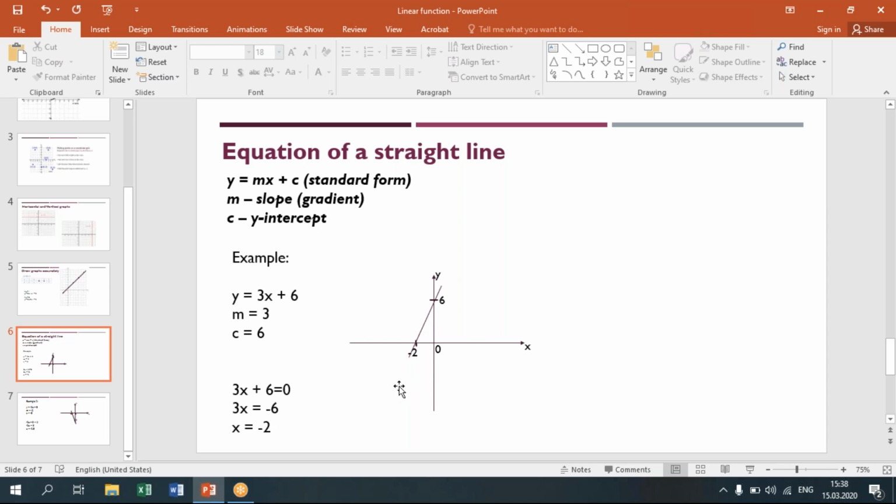And then I have to connect these 2 points, negative 2 and 6, drawing one straight line.